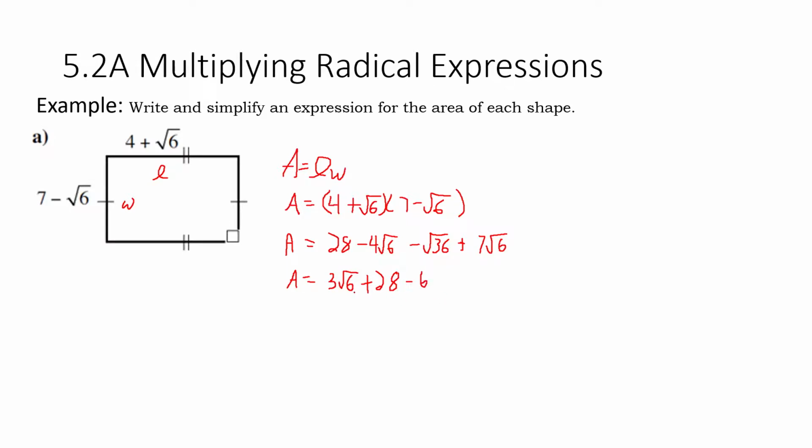So the root 6, if we can simplify that, we should. Root 6 is not simplifiable. Its prime factorization is 2 times 3. There are no pairs there, therefore no perfect squares. That is as low as we can go for that one. But 28 and 6, we can combine that. 28 minus 6 is 22. So the area of a rectangle with side lengths 4 plus root 6 and 7 minus root 6 would have an area of 3 root 6 plus 22.